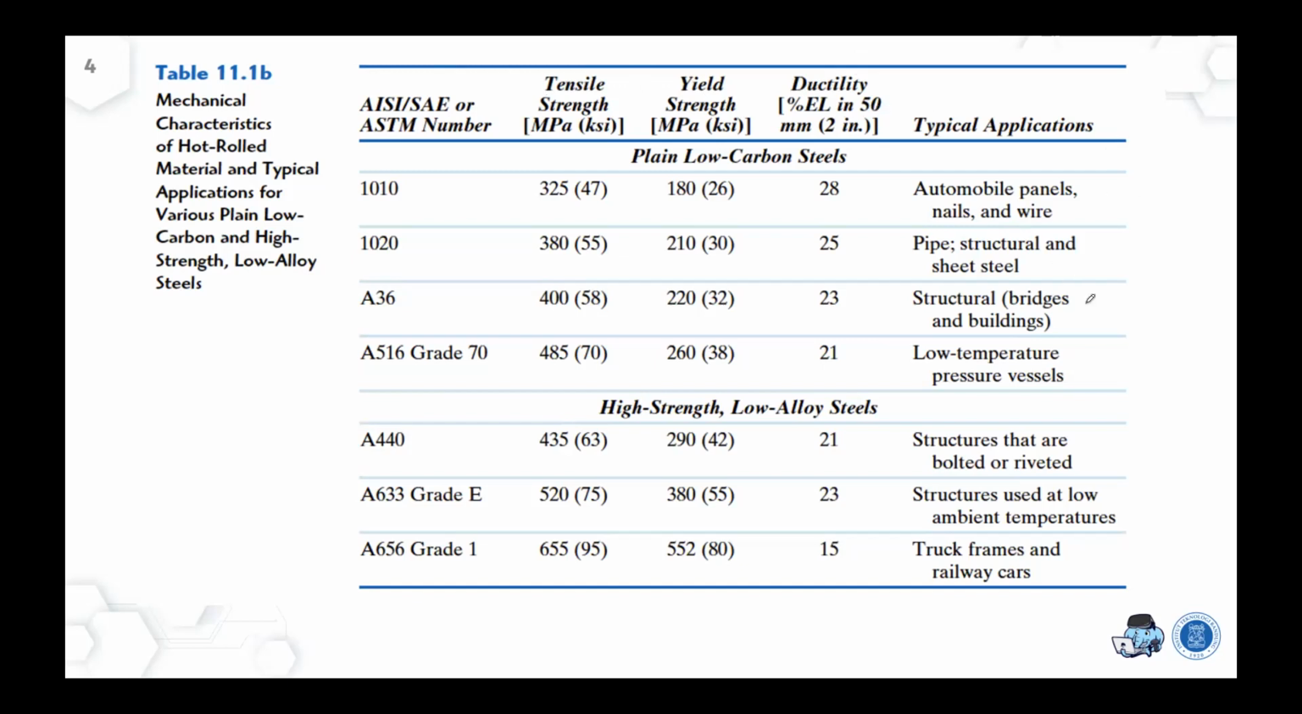So we can see the typical applications. I remember that this one tells you about 0.10. I only know that one. It's quite plain, and this is 0.20%. So it's quite low, a relatively low carbon steel. It can be used for panels, wires, nails, piping, structural steel, and low temperature pressure vessels. And this one is for truck frames, railway cars, and so on.